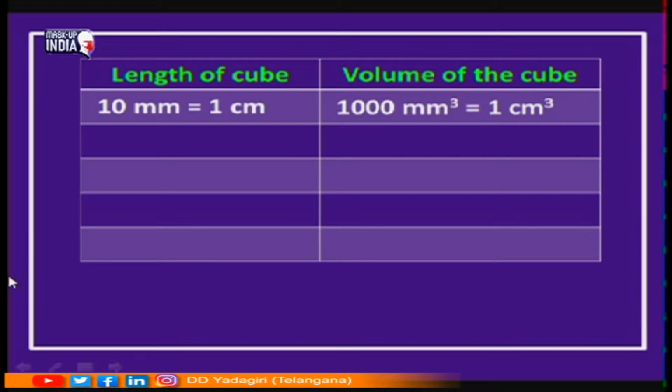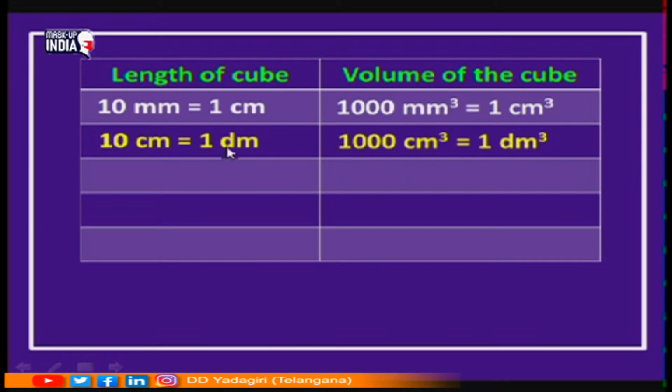So, 10 mm cubed is 1000 mm cubed, and 1 cm cubed is 1 centimeter cube here. That means 1000 millimeter cube is nothing but 1 centimeter cube. Now, next let us see this relationship, that is 10 centimeters is 1 decimeter, right, children. So, on cubing both sides you get 10 centimeter cube will be 1000 centimeter cube, and 1 decimeter whole cube will be 1 decimeter cube. That means 1000 centimeter cube is 1 decimeter cube.